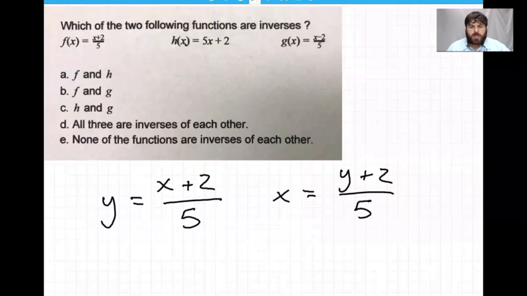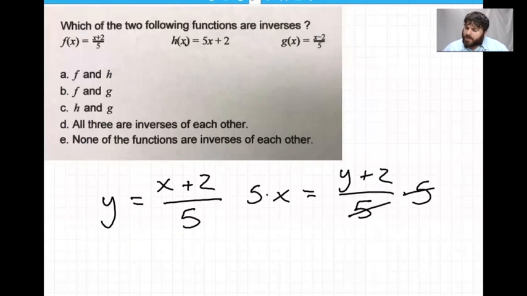See what I did? I just switched the x and the y's. Now I'm going to solve for y. So I'm going to multiply both sides by 5. That gets rid of the divided by 5. I'm going to take away 2 from both sides.